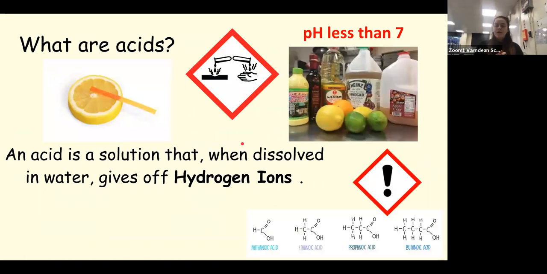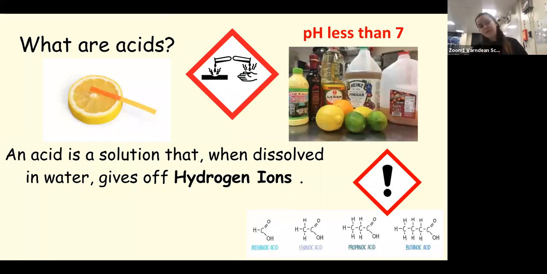So to start off with, what are acids? So an acid is anything that has a pH less than 7. And we're going to talk about pH shortly, about what that actually means. But an acid is something that has a pH less than 7. They can be corrosive and they can be irritating. So they can damage your skin, but then they can also damage metals. Or they could just make you have a little bit of an itchy, irritated skin if it is more of an irritant.